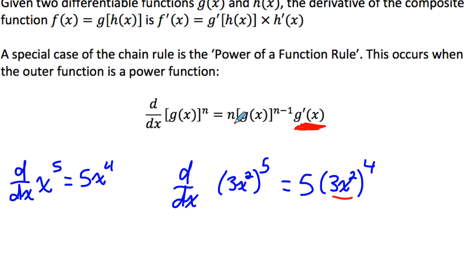After you bring the exponent down, write it as the coefficient, and reduce it by 1, you leave the base of the power the same, and then multiply by the derivative of the base of the power. Now, the derivative of 3x squared is 6x, so this would have to be multiplied by 6x. And then we could do some simplifying, but that's just showing you how the power of a function rule works. You could try and apply it for this too. The derivative of the base of the power, the derivative of x, is 1, so it doesn't change anything.